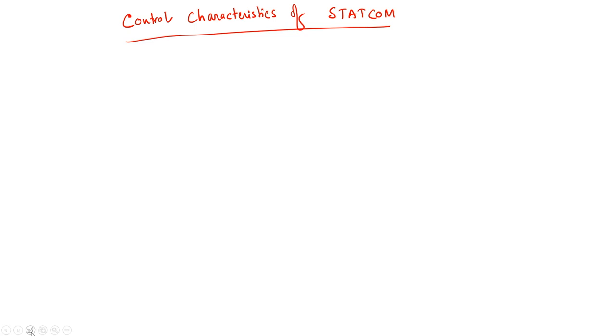Now, let us draw the control characteristics of STATCOM. How would the control characteristics of STATCOM be? Suppose this is V STATCOM, this is I STATCOM, and this is the V reference. So, the control characteristics of STATCOM would be something like this.